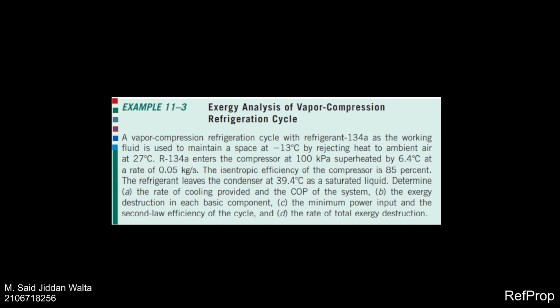However, for this specific case, we're going to stop at part A, which is the cooling rate and the COP, as well as part C, which is the minimum input power, as well as the second law efficiency of the cycle, since the exergy and the exergy destruction for each component and the total exergy destruction are generally not directly accessible from RefProp, which doesn't have an inbuilt exergy component when we use the default tables, although we can also include exergy in the tables if we do some other manipulations to the options.